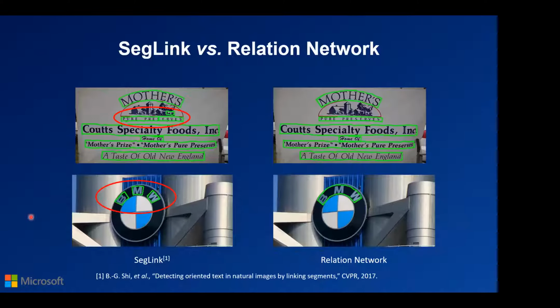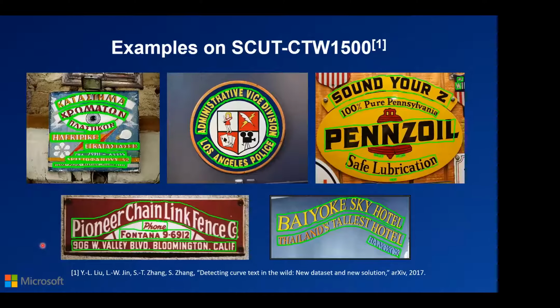A few additional examples. On the left is a traditional algorithm called Stacklink, and you can see that we have a few broken text lines, especially at the bottom, the BMW, where the three characters are pretty far apart. With the relation network, we're able to connect them and create a single text line out of it. Let me show you a few additional examples, on a small data set called SCUT-CTW1500, and you can see that the algorithm does really well, not only on straight text lines, but also on curved text lines.